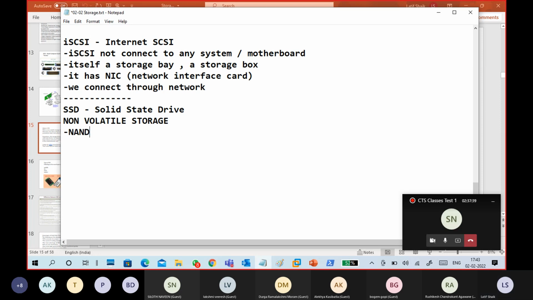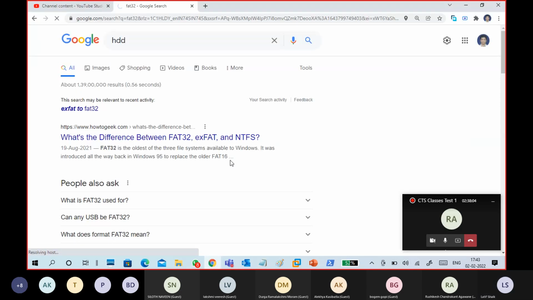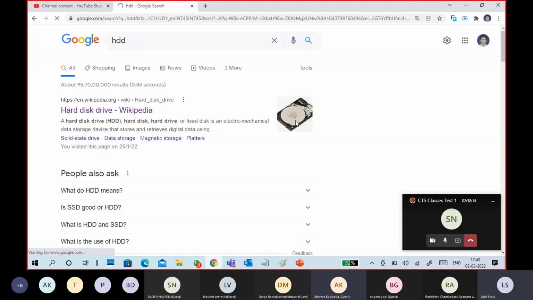It is a NAND type of data storage. A hard disk has moving parts, and it is very slow. Here is a picture.